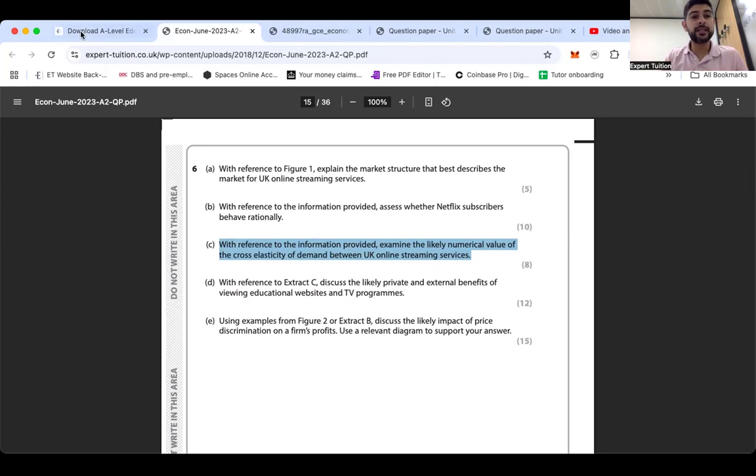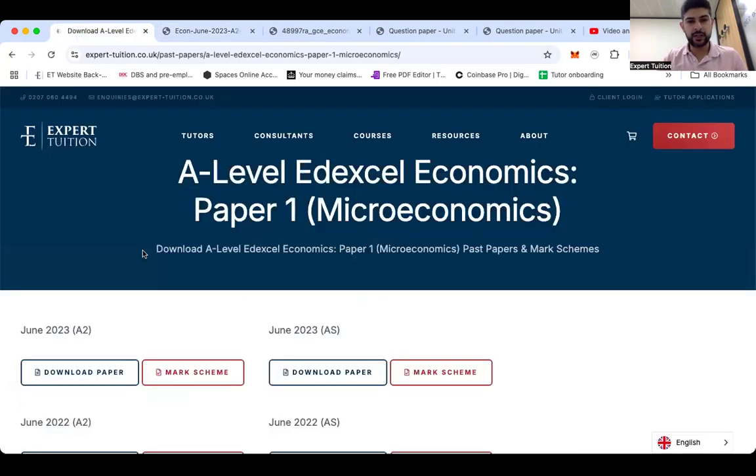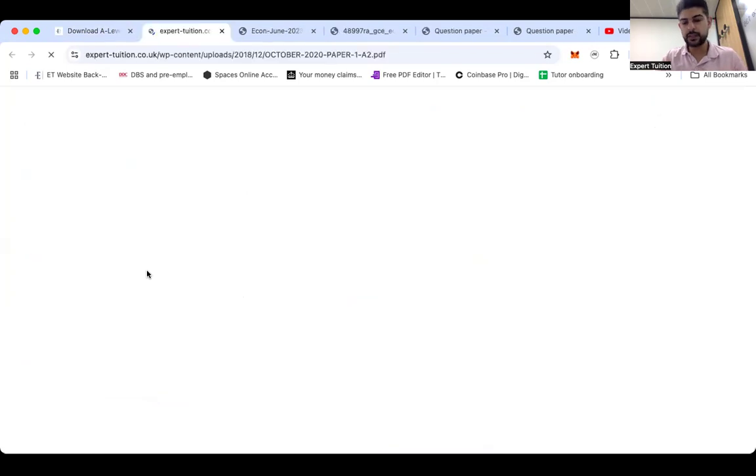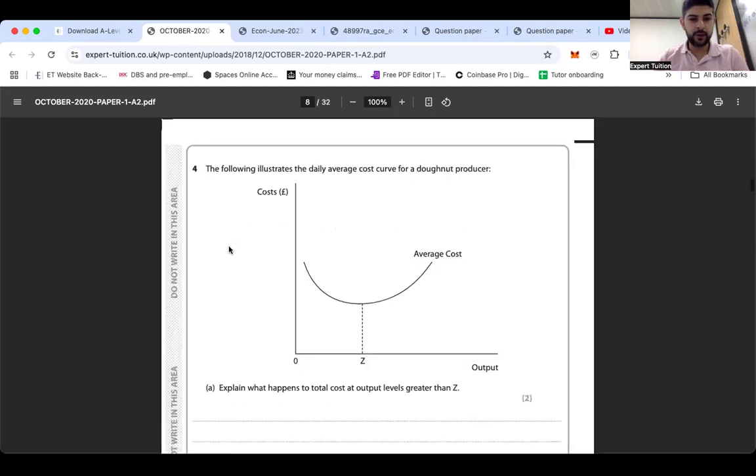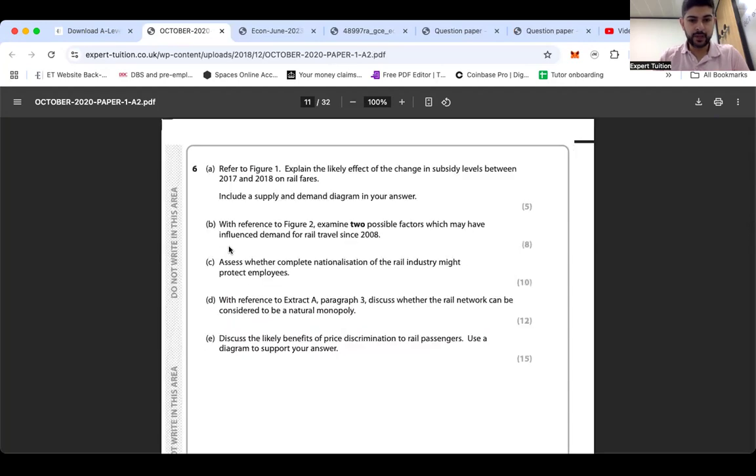Let's now deal with a slightly harder question. Slightly harder question is from 2020, one of the COVID years, and it looks like this. So let it load. Question is as follows. 15 marker again. Discuss the likely benefits of price discrimination to rail passengers.